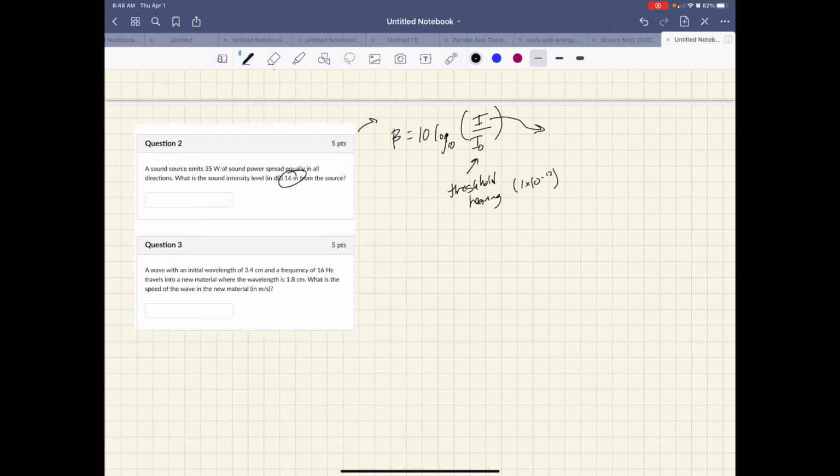The key here is how it describes the sound power being distributed. Here is the source of the sound, and it is distributed equally in all directions. So if you think of it this way, it's spreading out like this in all these different directions, but equally. And we're trying to figure out, at this point right here, what the intensity is.